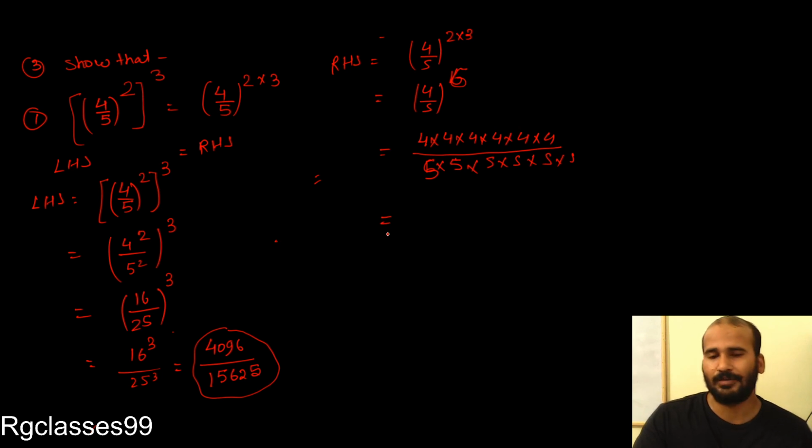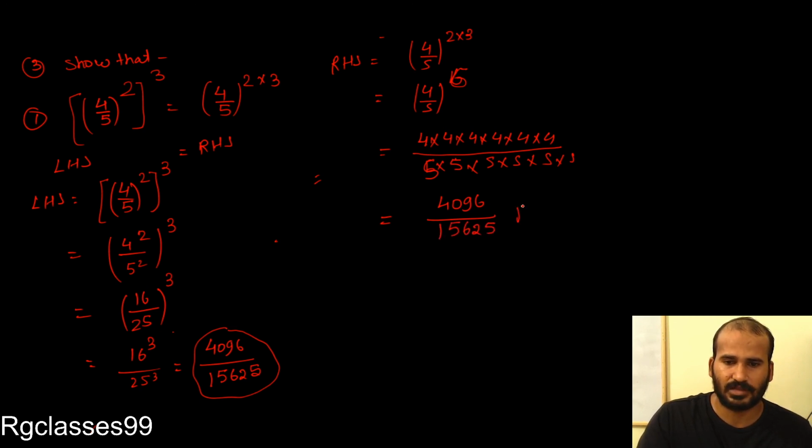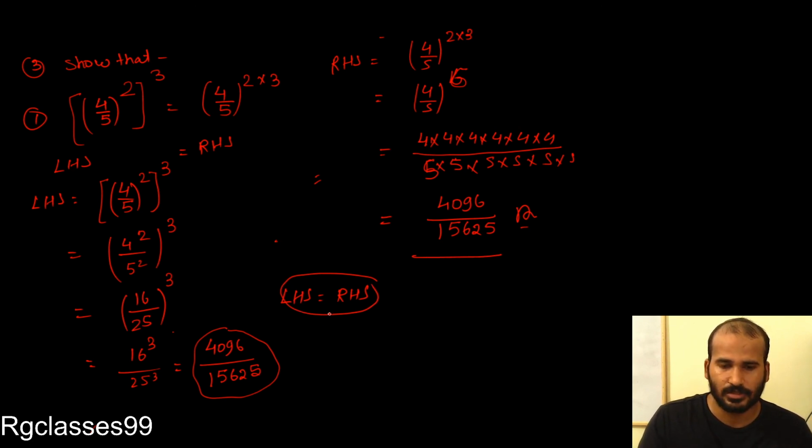Now when you multiply, then definitely you get the value of this 4096, and this value is 15625. Definitely you get. So here I'm just doing a shortcut because I know that the values are the same. If you have any doubt that this is not equal, just multiply and get the value. I'm damn sure you will get the same value, this and this. It means here you get LHS equal to RHS. So if LHS and RHS are equal, we can simply say that it is correct, both sides are equal. Okay, let's take one more question of this exercise.